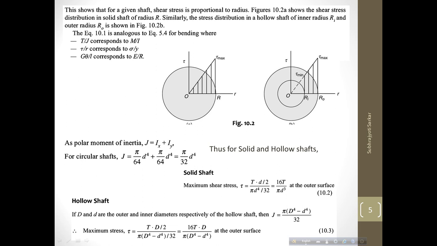So tau, the maximum shear stress for a solid shaft, is equal to 16T by pi d cube. Similarly, for a hollow shaft, it is 16T into capital D by pi into capital D to the power 4 minus small d to the power 4, where capital D and small d are the outer diameter and the inner diameter of the shaft.